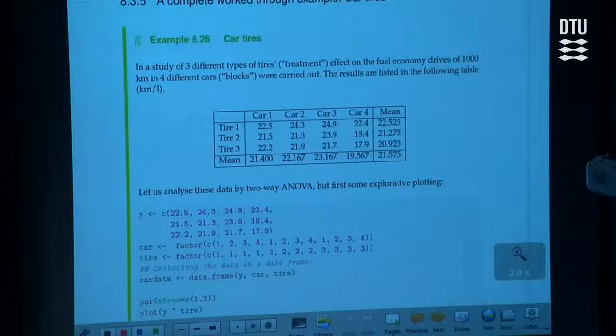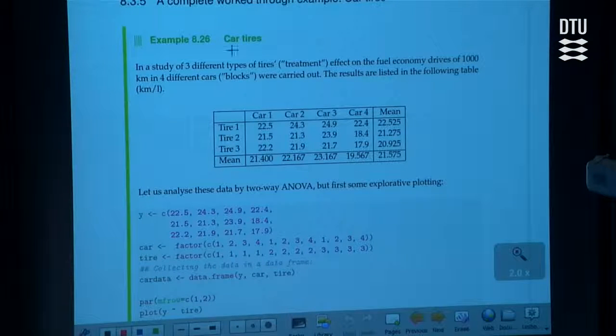Here is what we call a complete worked through example. This time it has to do with car tires. And there is also a reason for choosing this little example, because now we have been talking a lot about blocks being persons, right? That is often the case, and it is many times used for examples because that's such a natural block in many settings. And then people get confused. We could open that up a little bit in the way we talk about blocks and treatments.